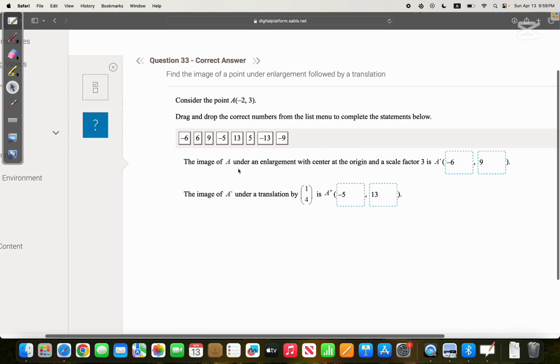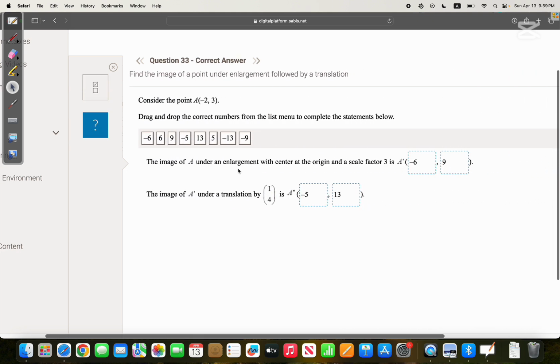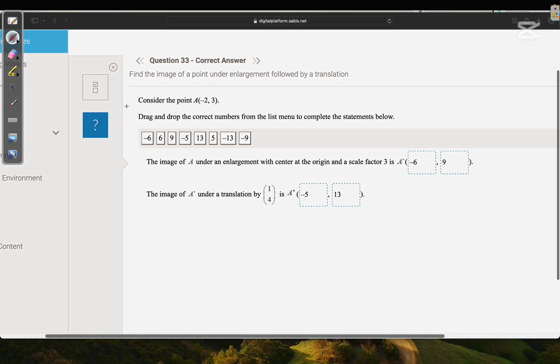33. The image of A under an enlargement with center at the origin and the scale factor 3 is. Okay, so if it is around the origin, using the scale factor is really simple. Just kx, which is the scale factor times x, and then the comma, scale factor times y. So it becomes -6, right?